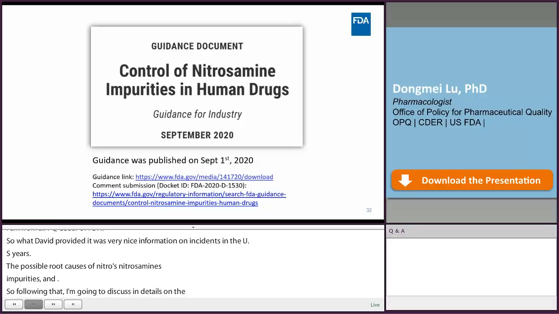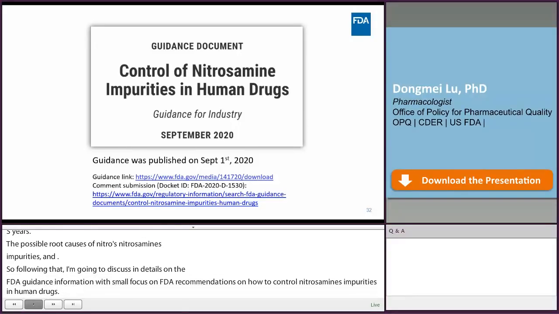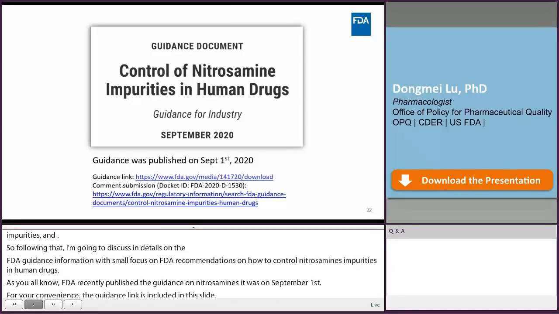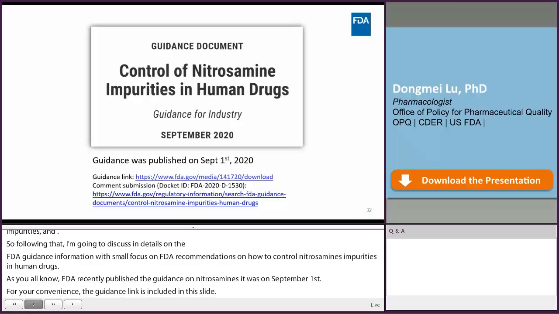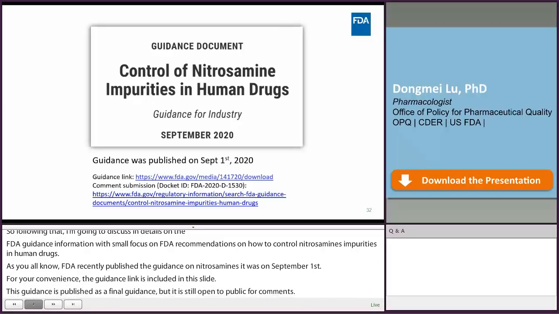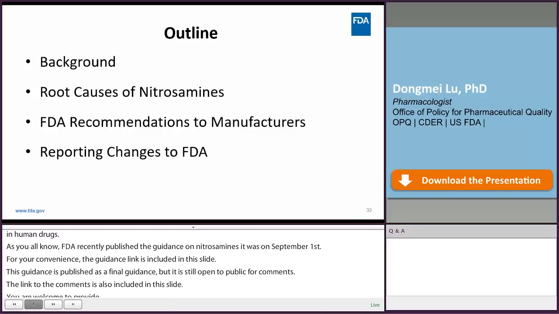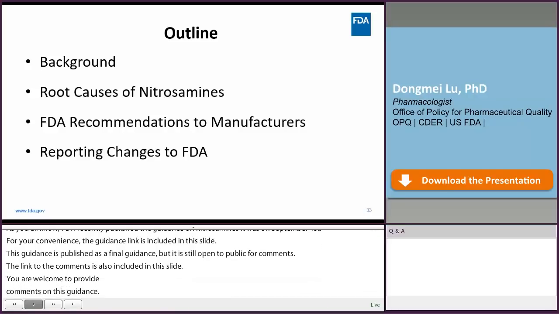As you all know, FDA recently published the guidance on nitrosamines. It was on September 1st. For your convenient access, the guidance link is included in this slide. This guidance is published as a final guidance, but it is still open to the public for comments. The link to the comment submission is also included in this slide. You're welcome to provide comments on this guidance. The topics I'm going to cover here are background, possible root causes of nitrosamines, FDA recommendations to manufacturers, which include API manufacturers and drug product manufacturers respectively, and finally, reporting changes to FDA.